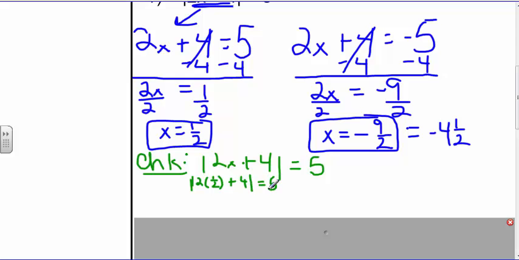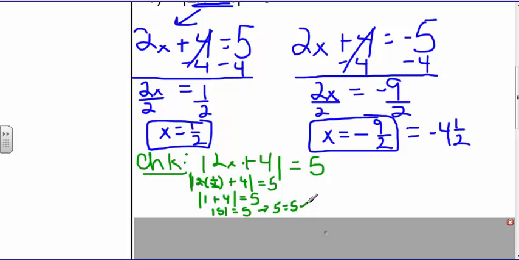Now remember, when you are checking, you must use order of operations to do the check. So we're going to simplify the inside part of the absolute value first. 2 goes into 2 one time. So that's absolute value 1 plus 4, which is the absolute value of 5 equal to 5. And then you take what the absolute value is, which is 5 equal to 5. So it did work.